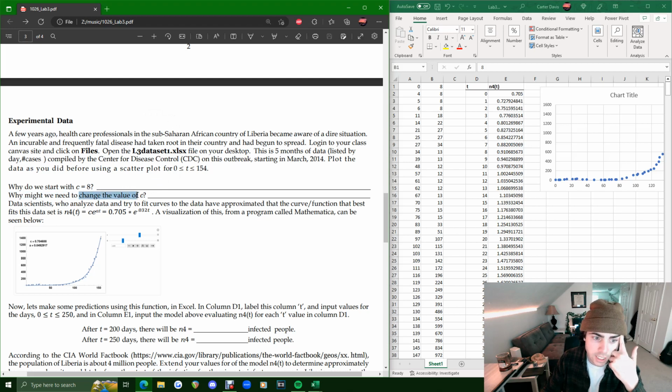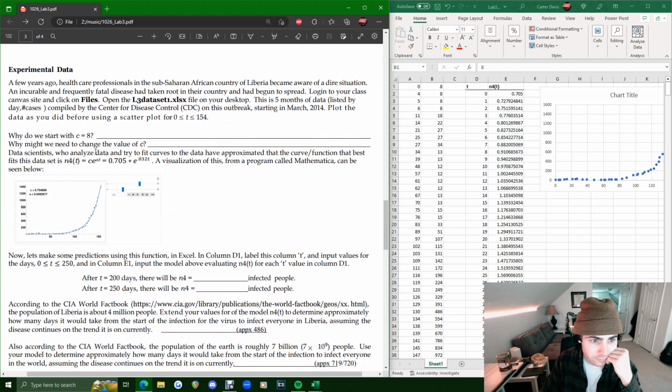Why do we need to change the value of C? I have no idea. Maybe that might make it blow up too fast? These are weird questions, I'll be honest. I don't think I understand the full scope of these. I'm going to leave it at that. I'm sorry, I'm not an expert in trying to understand what they wanted of you there. We're just going to keep going through it.